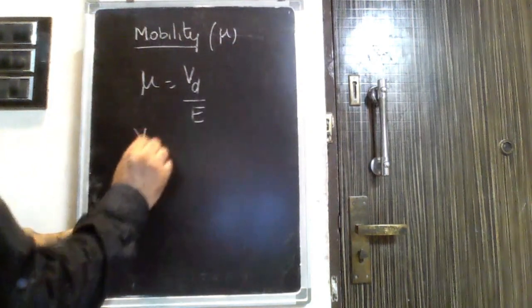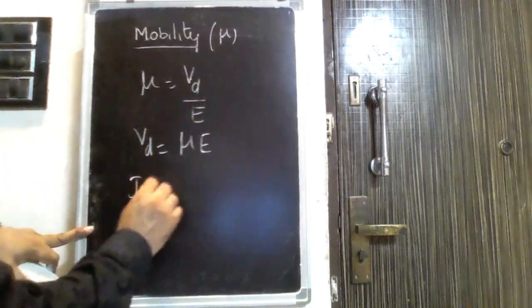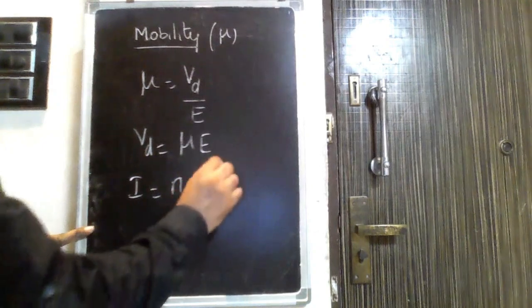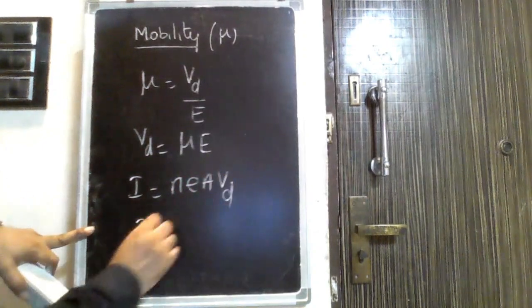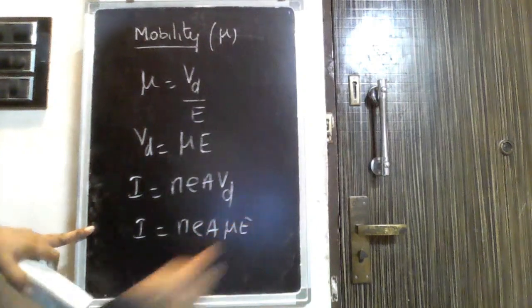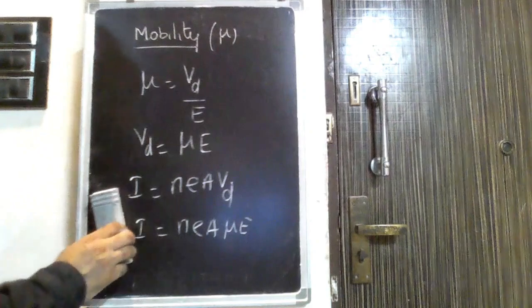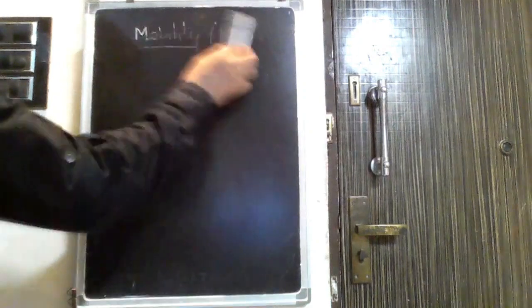So drift velocity can also be written as mu E. So you have another formula coming into the picture: I equals N e A vd. This formula can also be written as I equals N e A mu E. So these are a lot of formulas you got. These are the formulas you have to remember: I is going to be N e A mu E. So mobility is drift velocity per unit electric field.